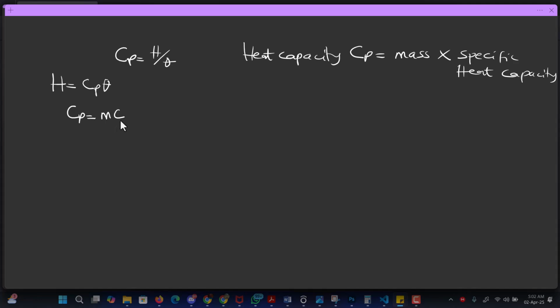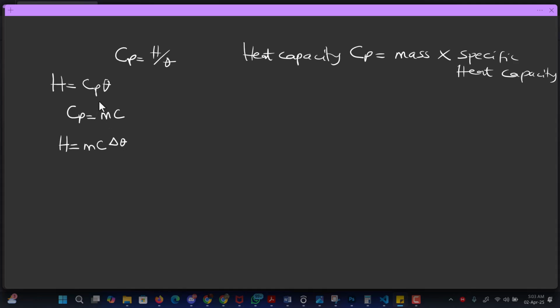So from what I have here now, I can say that my quantity of heat now equals, I will remove this heat capacity and place mc, and then this theta, remember I call this theta rise in temperature or temperature change. So I can also call it temperature change this way. So that is what we have now.